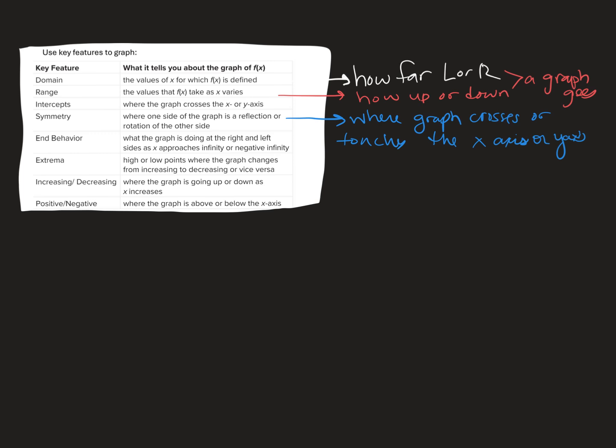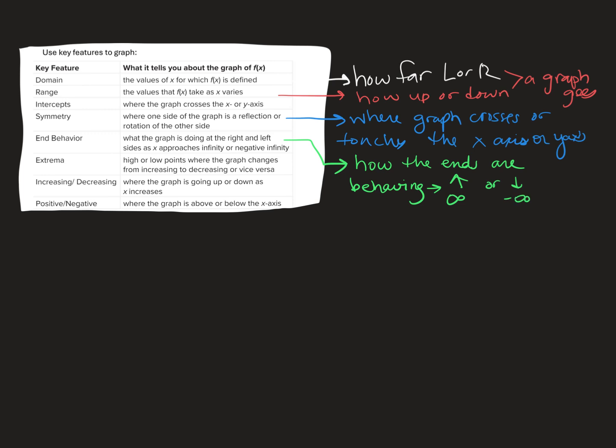The end behavior literally tells you how the ends are behaving, whether they go up or down. If it's up, you'll see positive infinity. If it's down, you'll see negative infinity.